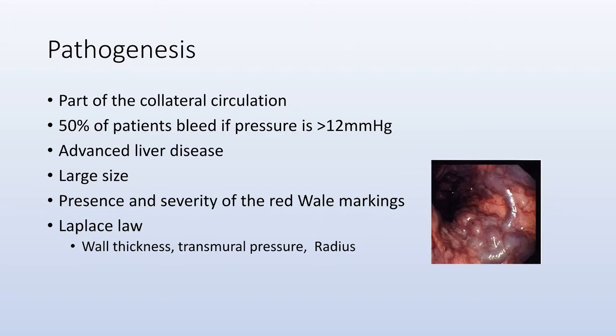Now, this process of shunting is the way of the body to divert the blood away from the liver. It happens in advanced liver disease, and it is the cause of what we call hepatic encephalopathy. And that is characterized by memory changes, personality changes, drowsiness, and increased sleepiness.